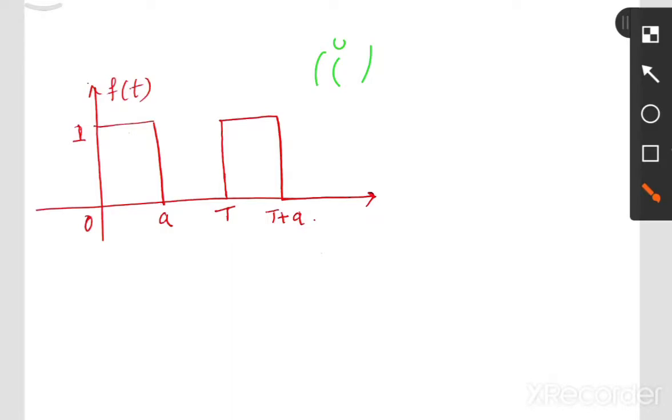Okay, these three are your standard time functions. One is step, where we have studied unit step, and the second one is ramp, where we have studied unit ramp function. Unit step is indicated as u of t, unit ramp is indicated by r of t, and the impulse function is indicated by delta of t. Okay, we have seen all of this.